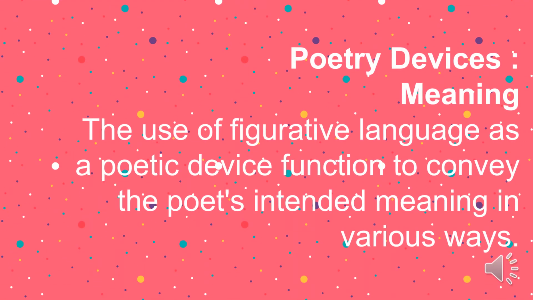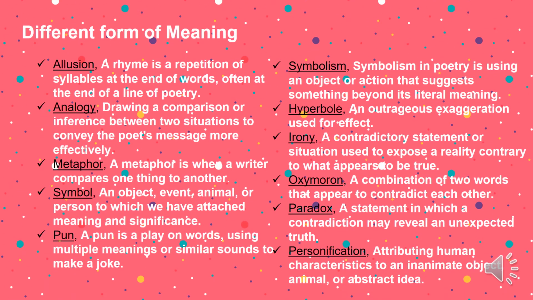Poetic devices meaning. The use of figurative language as a poetic device functions to convey the poet's intent and meaning in various ways. Different forms of meaning. First, allusion. A rhyme is a repetition of syllables at the end of words, often at the end of a line of poetry. Second, analogy. Drawing a comparison or inference between two situations to convey the poet's message more effectively. Third, metaphor. A metaphor is when a writer compares one thing to another. Fourth, symbol, an object, event, animal, or person to which we have attached meaning and significance. Fifth, pun. A pun is a play on words using multiple meanings or similar sounds to make a joke.